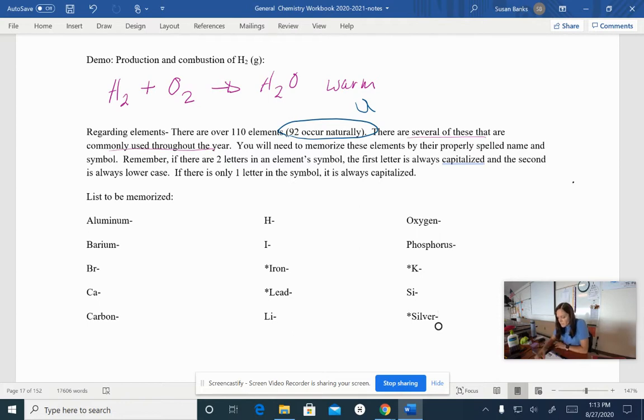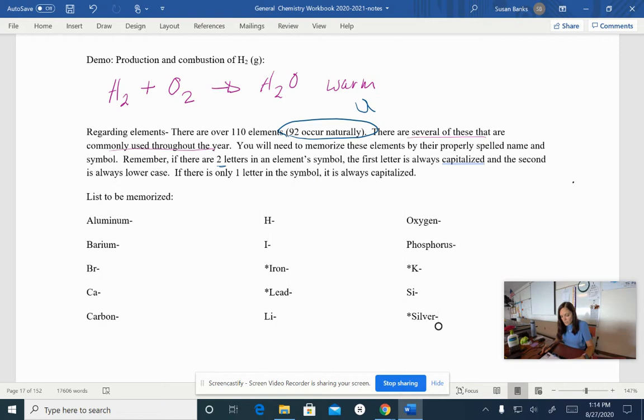Okay? So you will need to memorize these elements by their properly spelled name and symbol. So if I give you the symbol, you need to give me the name, and you need to be able to spell it properly. If I give you the name, you need to be able to give me the symbol. Remember also, if there are two letters in an element symbol, the first letter is always capitalized. So we always start with a capital letter, and then the second letter is always lowercase. If there's only one letter in the symbol, it is always capitalized. So make sure that I can tell the difference between capitalized and non-capitalized in the way you write it.